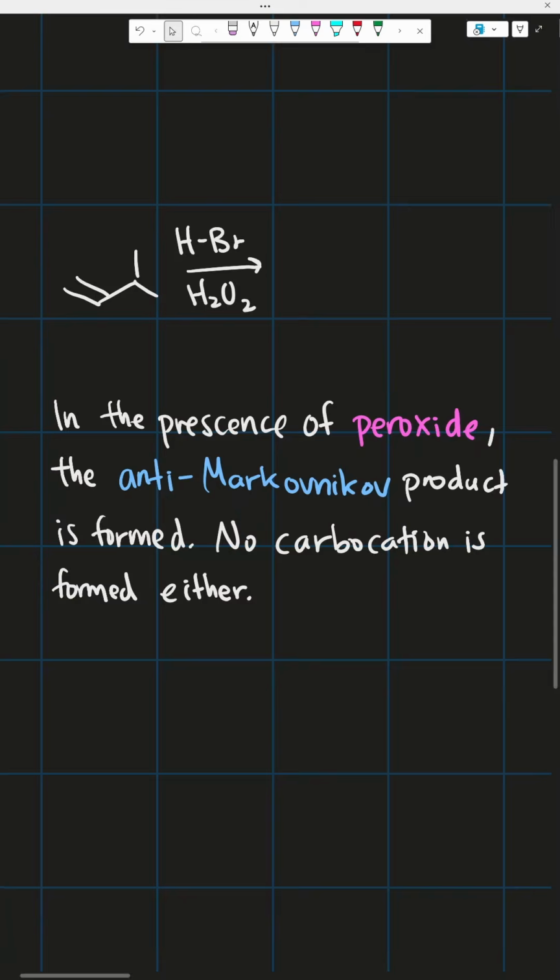Going to B, in the presence of peroxide, so in our case hydrogen peroxide, the anti-Markovnikov product will be favored. Since no carbocation is formed, there will be no rearrangement. We choose between a primary carbon and a secondary carbon, and of course the less substituted carbon will be the primary one. So this is our product.